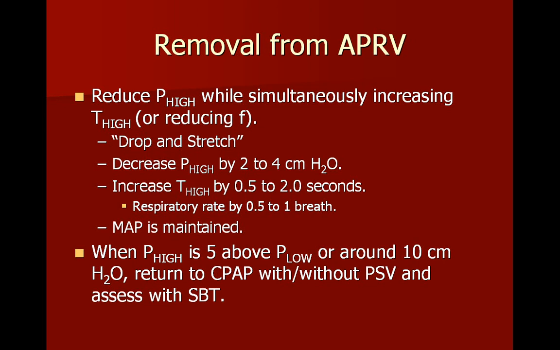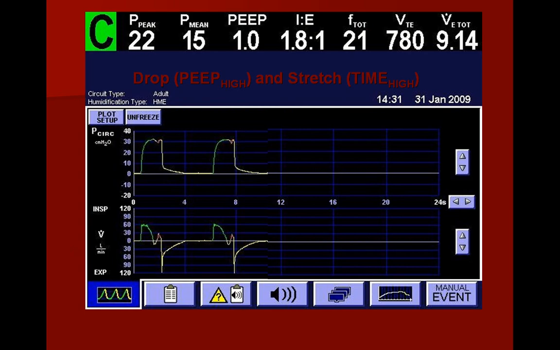When you get the P high down to around 5, that's CPAP of 5, guys. You're used to having patients on that all the time. Extubate them at that point. Okay? Or do a spontaneous breathing trial with some pressure support or tube compensation, whatever you're doing.